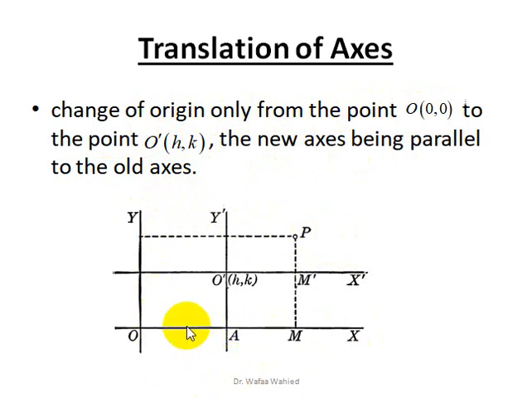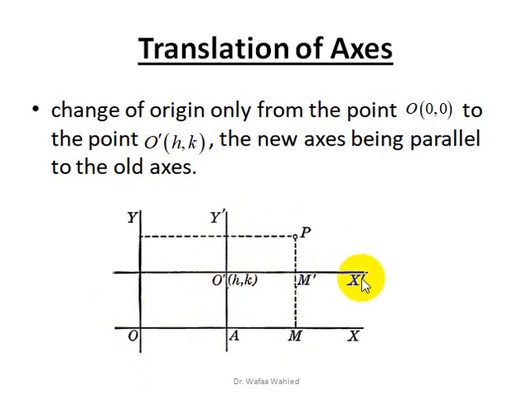From the figure, we have two planes: the xy plane with origin O, and the x dash y dash plane with origin O dash (h, k), and the point B lies in both planes. We note that the origin O (0, 0) is shifted to another point O dash (h, k), so we change only the origin from the point O to O dash.